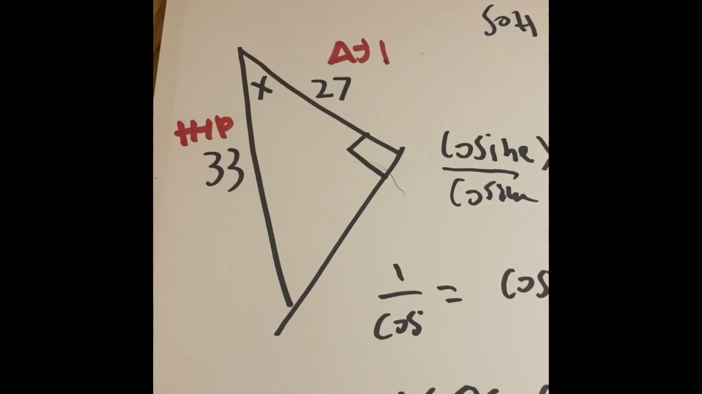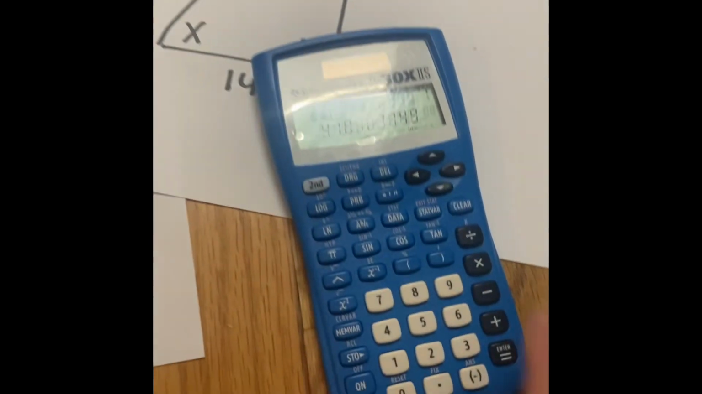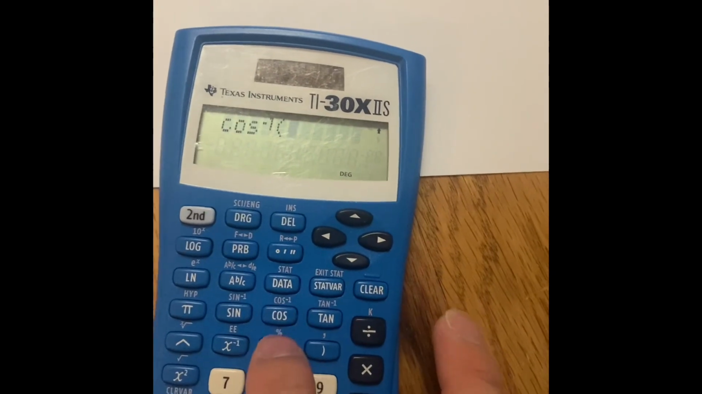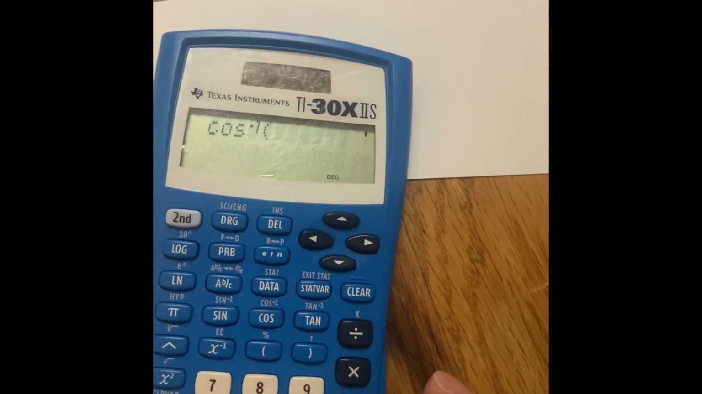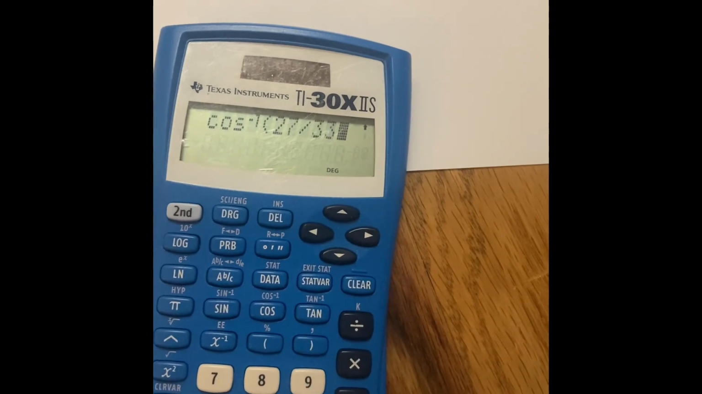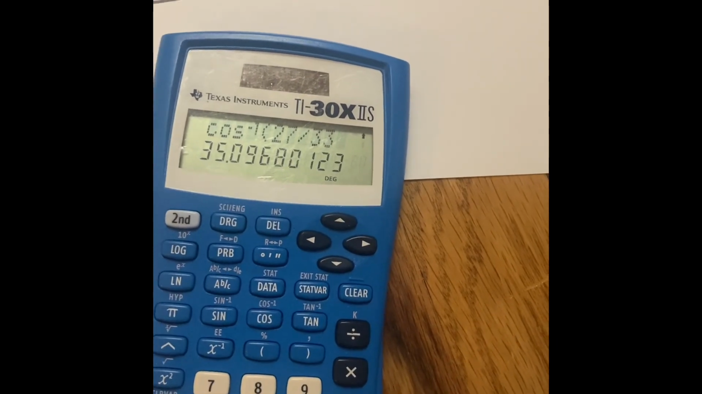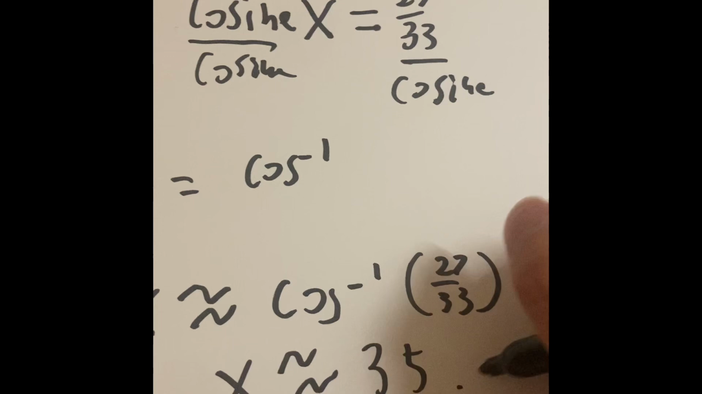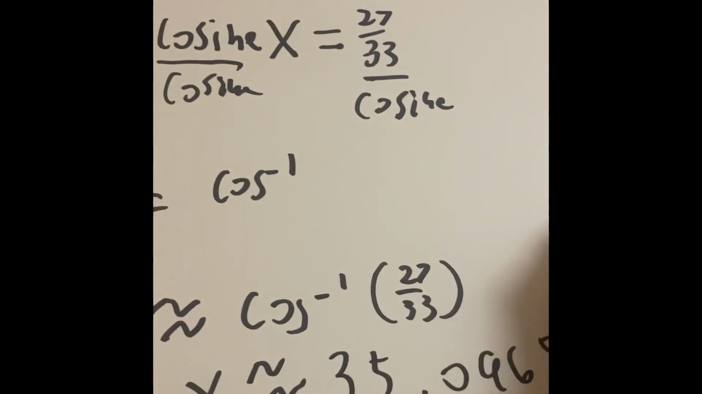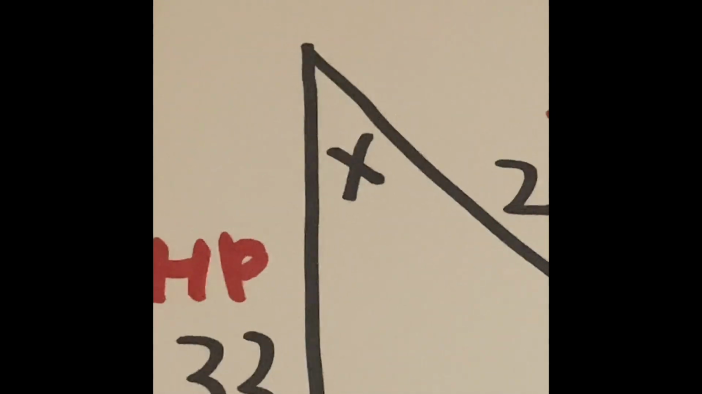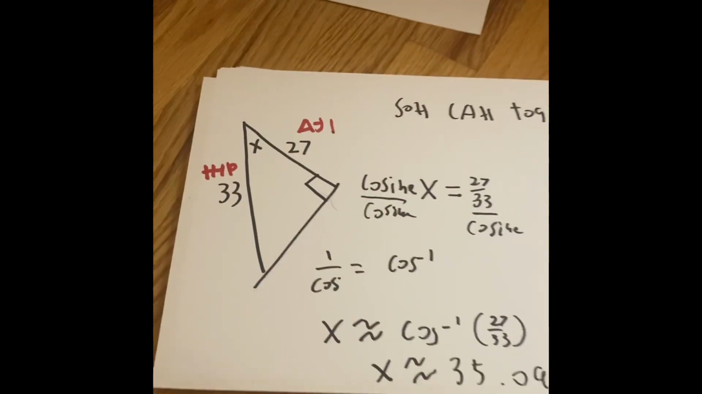If we go back over here, here's what's going to happen. We're going to say second cosine, and then we have to multiply that by 27, divide that by 33. When you do that, you'll get your answer. So, our answer is going to be around 35.096 degrees. That is the measurement for that x right there. Well, or close to, because it's not 100% accurate. So we are done with this one.